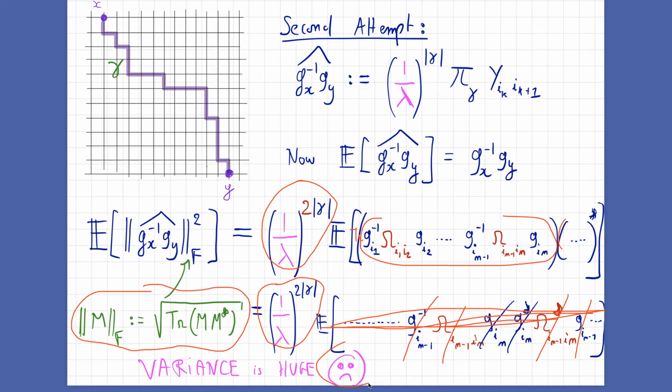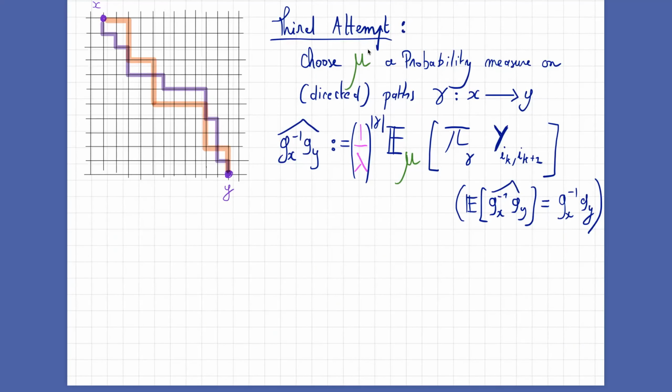So of course, we are probabilists, so we would say this is not good because we picked one path. So of course, we should average this estimator over many, many paths. And a good way to write it down is to pick a probability measure mu on directed paths which go from x all the way to y. And now my statistical estimator will be the same as before, but I will sum over all possible directed paths from x to y with their weight according to this probability measure mu. And I will take the statistical estimator along that random path sampled according to mu.